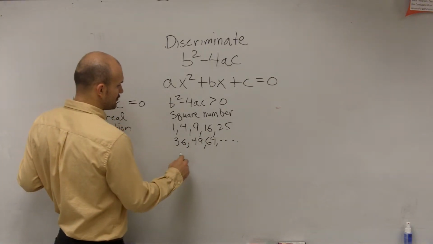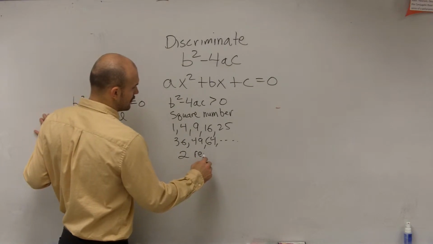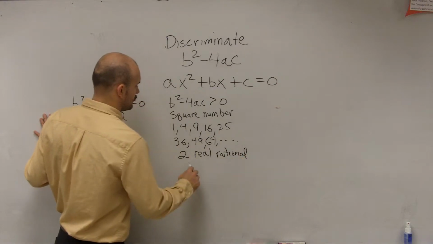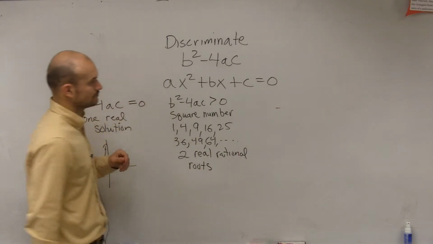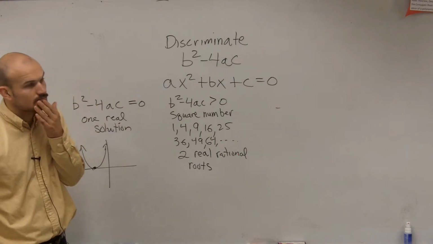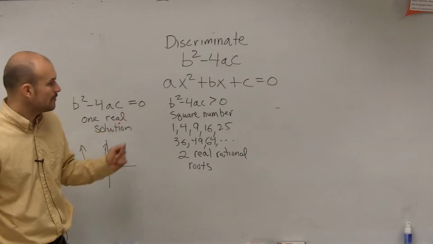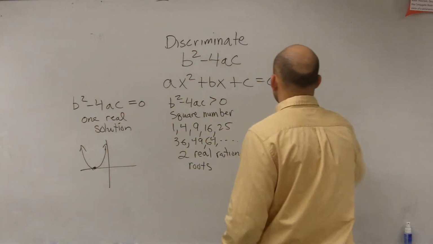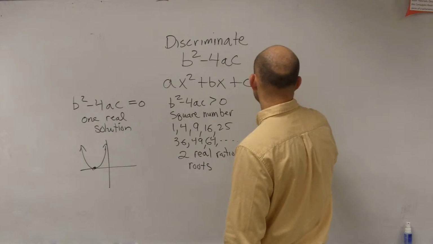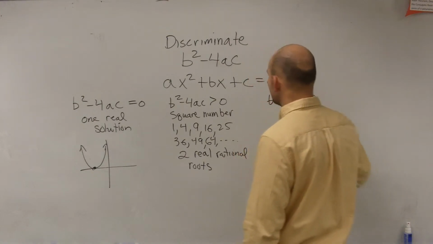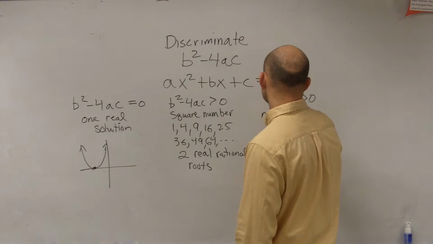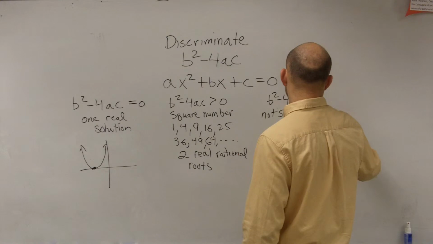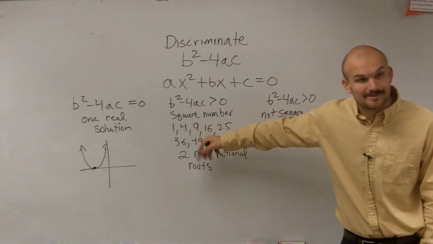So what we'll have is 2 real rational roots. All right? So if your discriminant is greater than 0 and it's a square number, then you're going to have 2 real rational roots. And then let's say, what if you have b squared minus 4 times a times c greater than 0, but it's not a square number? So that means it's all numbers that are not going to be square, right?